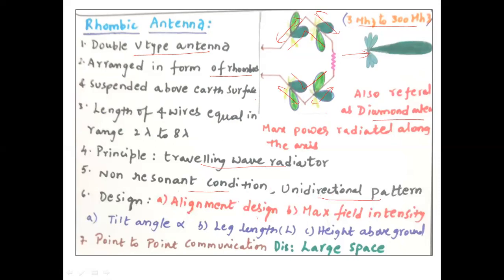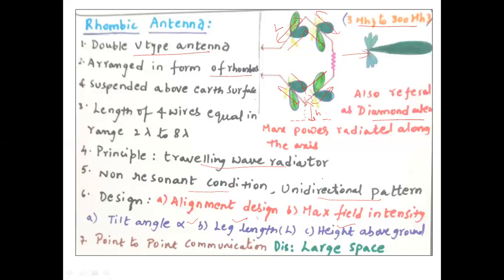Basically, two designs are there in the rhombic antenna: the alignment design as well as the maximum field intensity design. In either of these two designs, we keep in mind three things: tilt angle, leg length, as well as height above the ground. Suppose this is our rhombic antenna, this is called the leg length. And the height above the ground, we denote with H. And here you have the tilt angle, with respect to the earth surface, which is the angle you have chosen between the legs. Based on that, we have the three parameters: tilt angle, leg length, as well as height above the ground.